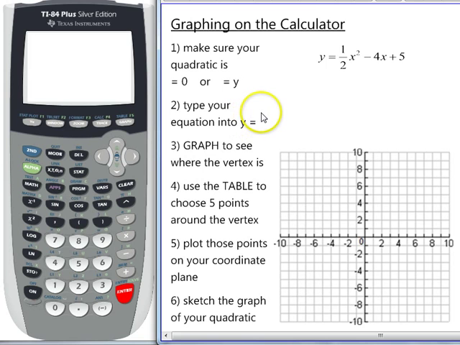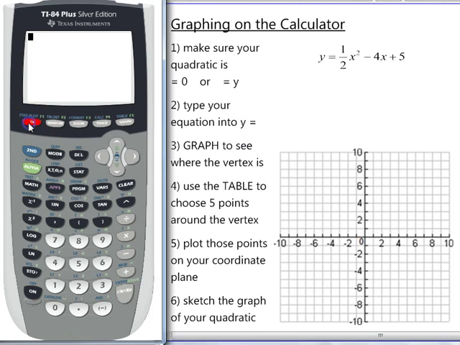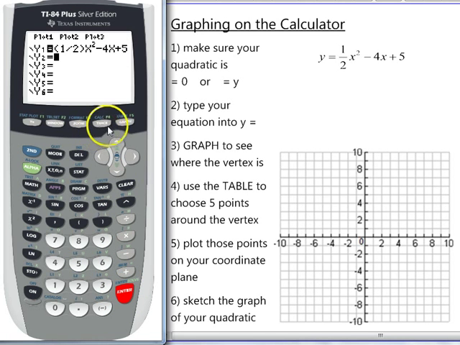And then we want to type the equation into y equals on our calculator. So go ahead and hit y equals on the calculator, and we want to type it in. Now remember, fractions have to be put in parentheses. So parenthesis 1 divided by 2 for the 1/2. Then we have x squared minus 4x plus 5. And then if you hit enter, it'll show you your equation. Make sure you put it in correctly.